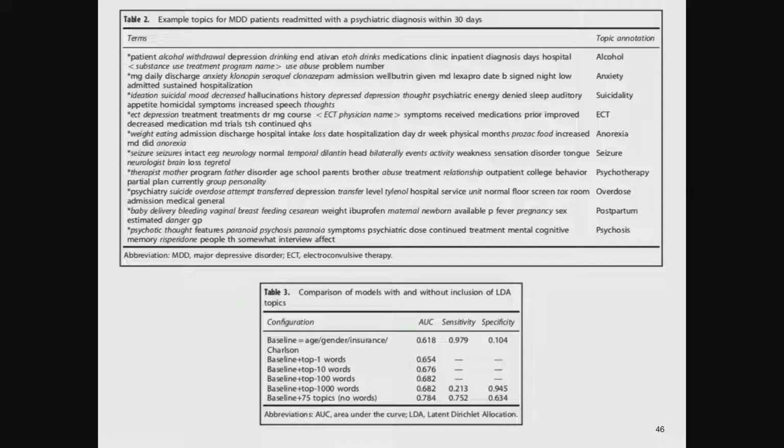I don't know, can you read these? They may be too small. So these are unsupervised topics.